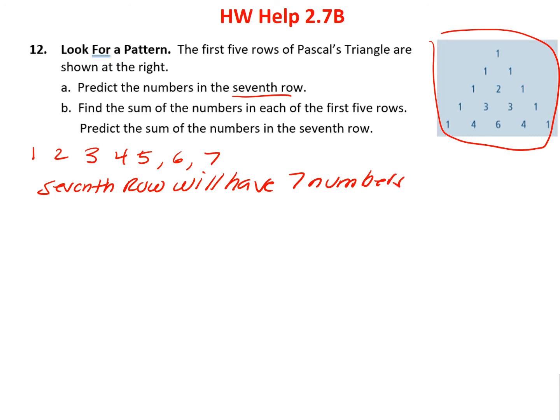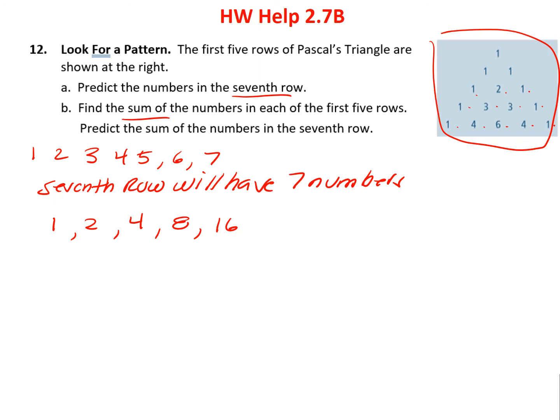Okay. Now a little bit harder, find the sum of the numbers. Well, in the first row there's 1. In the second row, 1 plus 1 is 2. In the third row, 1 plus 2 plus 1 is going to be 4. In the fourth row, 1 plus 3 plus 3 plus 1, 3 plus 3 is 6, 7, 8. In the fifth row, 1 plus 4 plus 6 plus 4 plus 1. So we have 1, 2, 4, 8, 16. So that's our pattern.